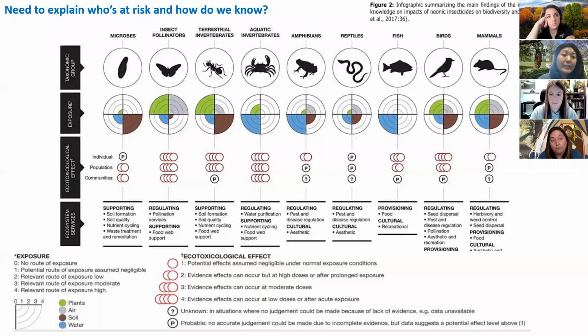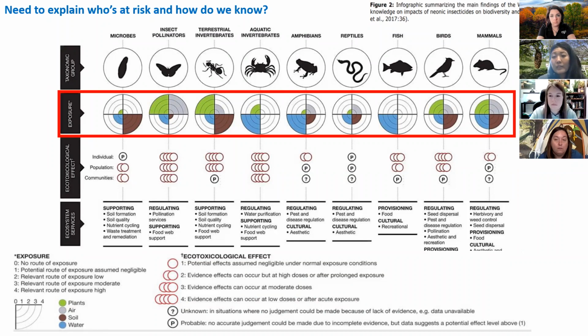So we really need to do a good job as scientists to explain who's at risk and how do we know. And that was the first thing we had to do through town halls and lectures, to really explain who is at risk here. In order to do that, because that's what people want to know, are we at harm? We can't do that without knowing where the highest exposure risk is.